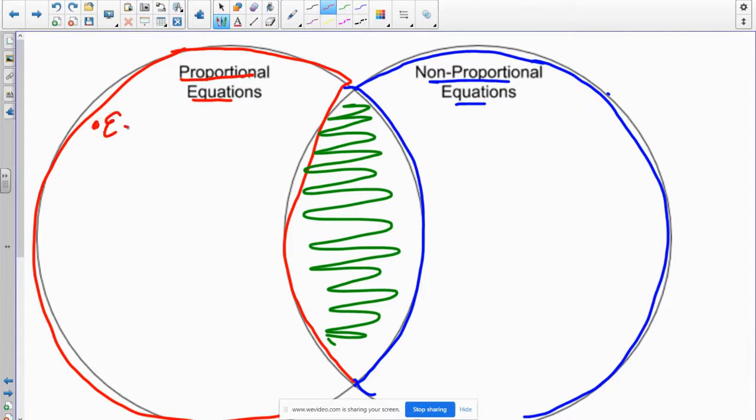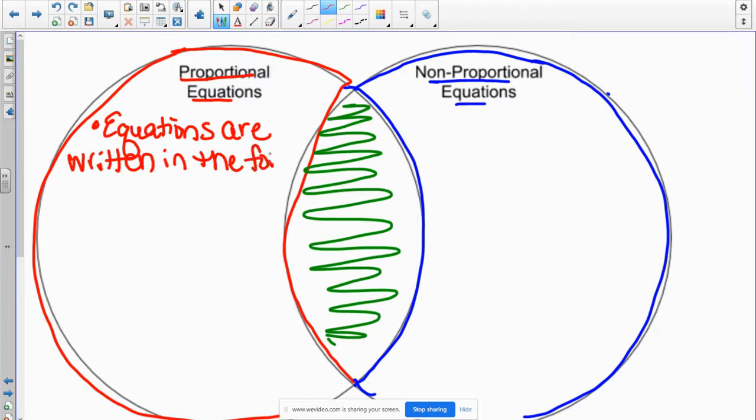So equations are written in the form y equals mx. So for example, that would be like y. You're still going to keep your y, and then this is your slope still, so we'll say that's 3, and then x. But notice there's no value for the y-intercept. Which brings us to the second point here.